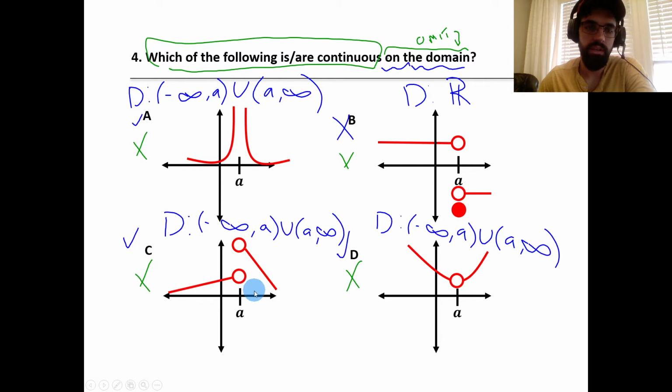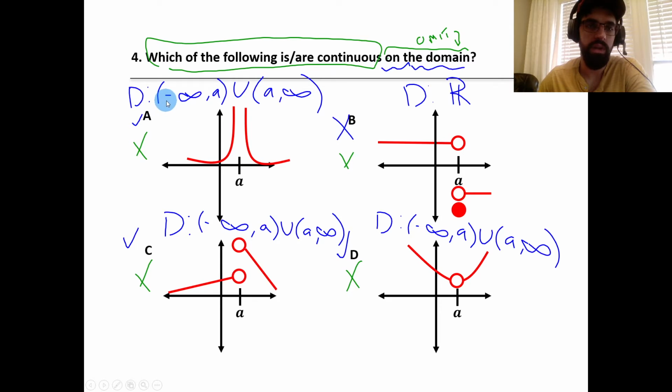C, like D, doesn't have a definition for a, and D as well doesn't have a definition for a. So C and D would have the same domain as A, from negative infinity to a and from a to infinity, but not including a. If it was including a, we would have the square brackets on a, either in one spot or the other. And so if we look at just the domains, which of the following are continuous on the domain?